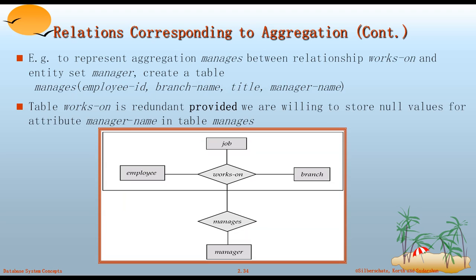Example: to represent aggregation, manager is a relationship between the works-on relationship and an entity set. Manager creates a table managers with employee ID, branch name, and title. The table works-on is redundant, provided we are not going to store null values for the attribute manager name in the table managers.